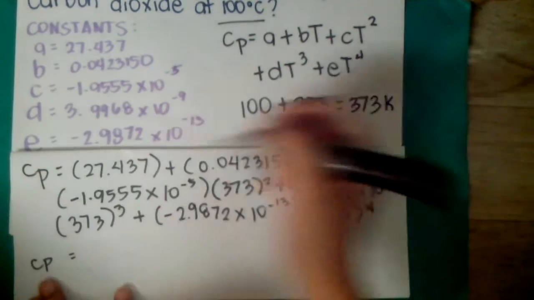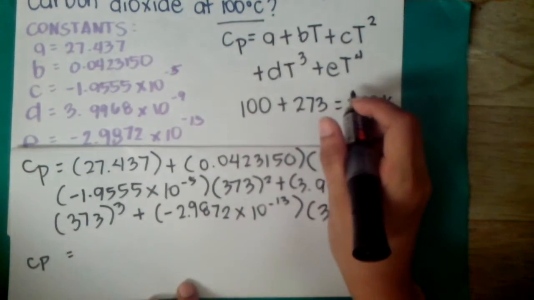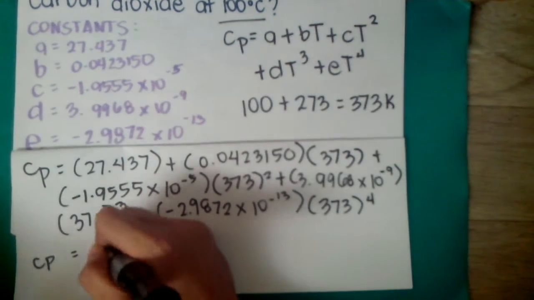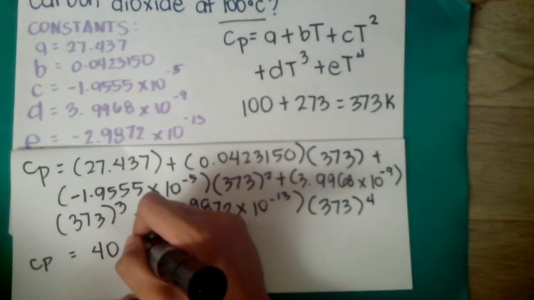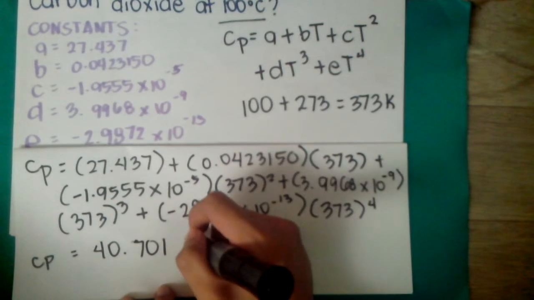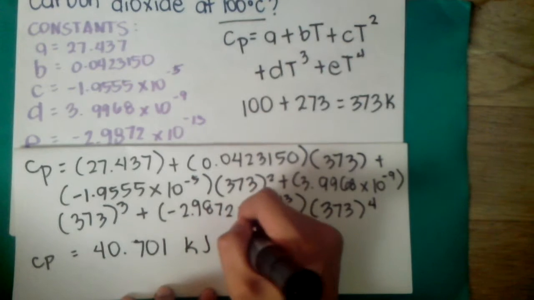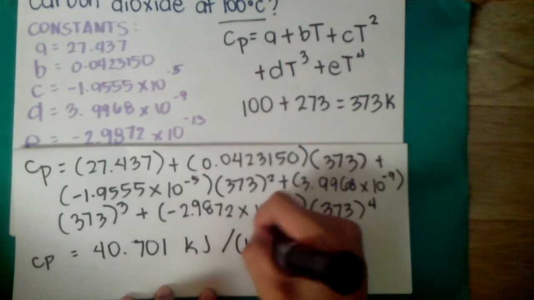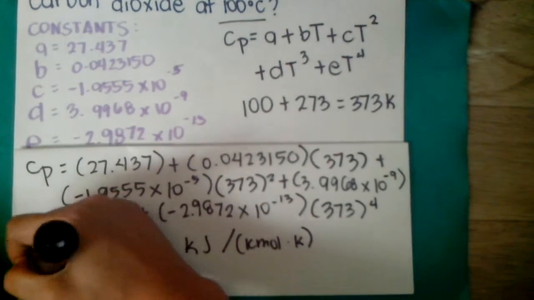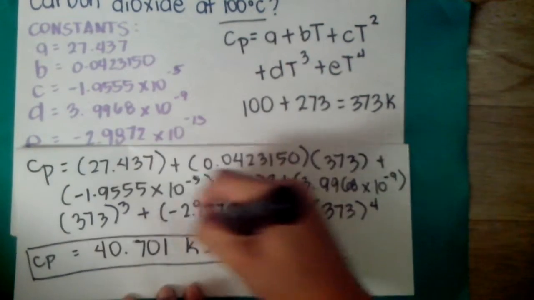And our heat capacity for carbon dioxide at 100 degrees Celsius is 40.701. Our unit is kilojoule per kilomole Kelvin. And this is our final answer.